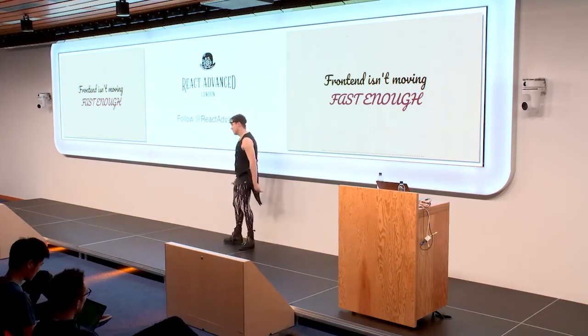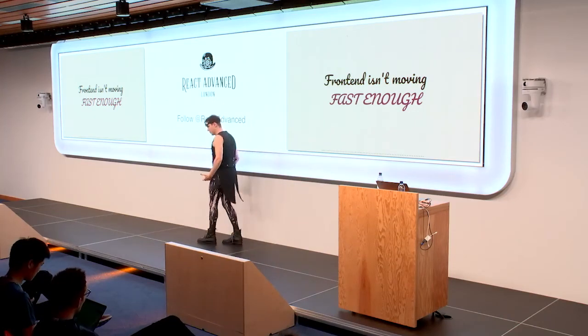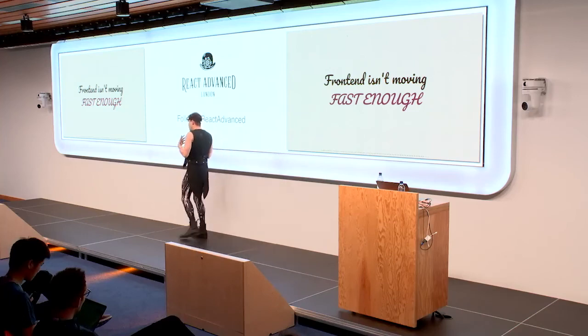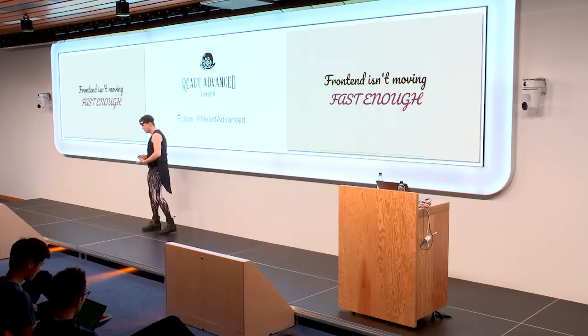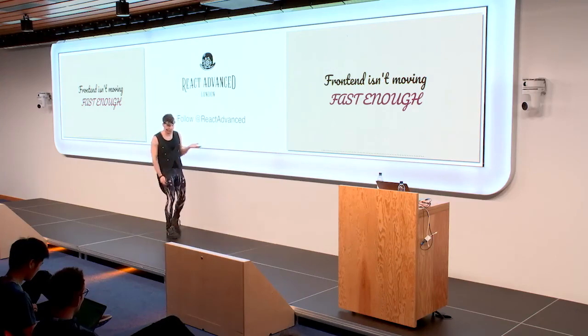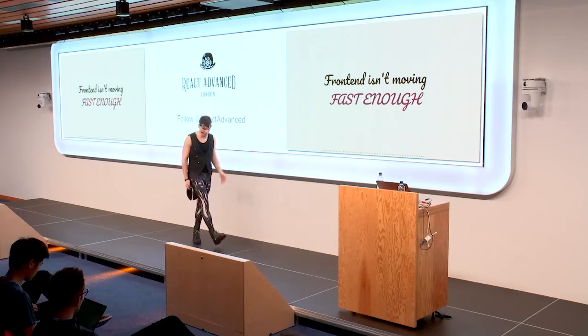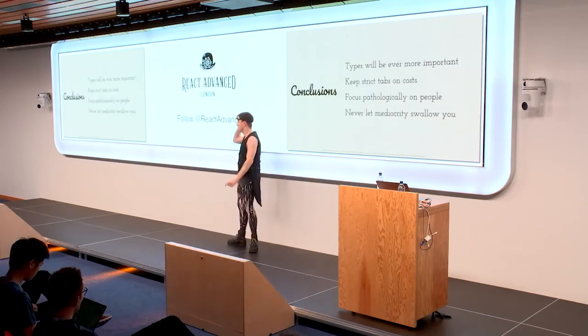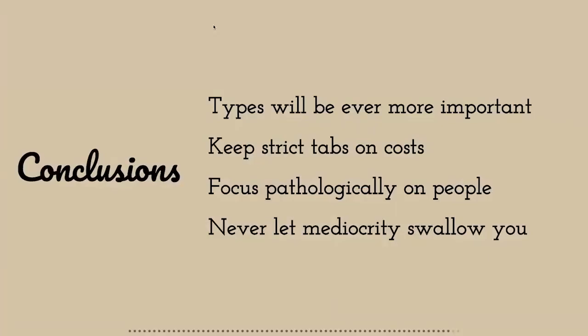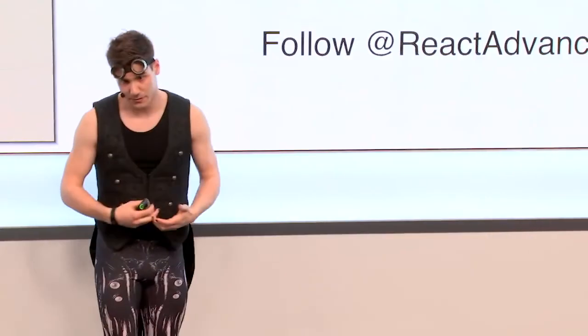It is our responsibility, as the kind of people who push new technology, push new ideas, to make decisions that accelerate this process to the point where mediocre software isn't swallowing the world and starting to cause real harm to real people. So, conclusions. Types will be ever more important. Keep a strict tab on costs when you make them. Focus pathologically on people, because they're the ones who'll be writing it. They're the ones who're maintaining it. And also understand their feelings and frustrations.